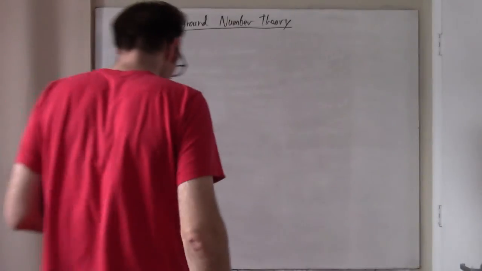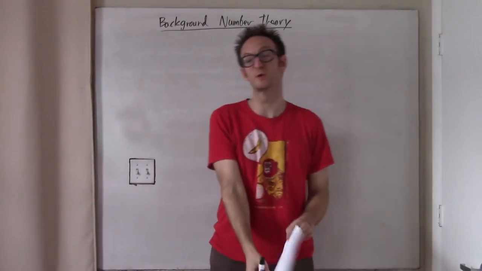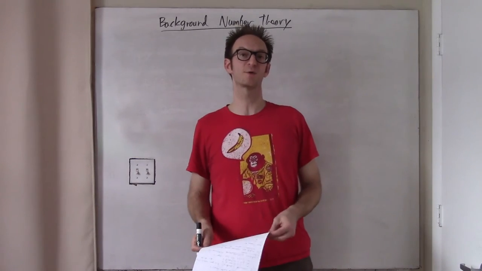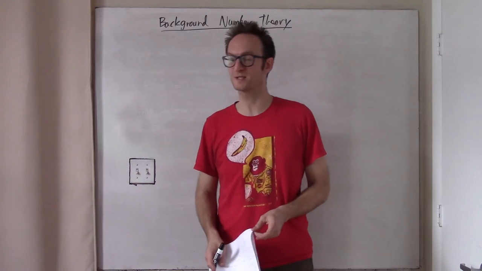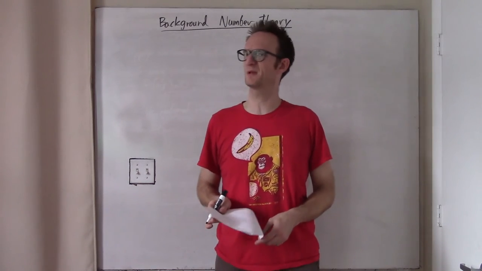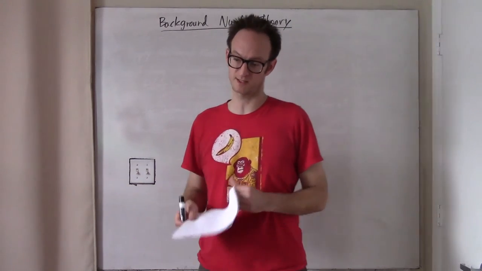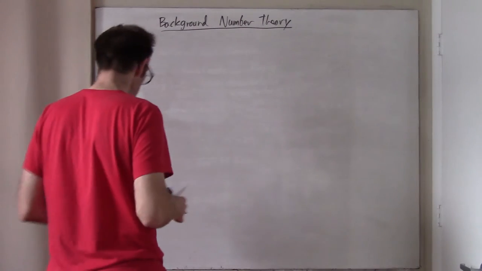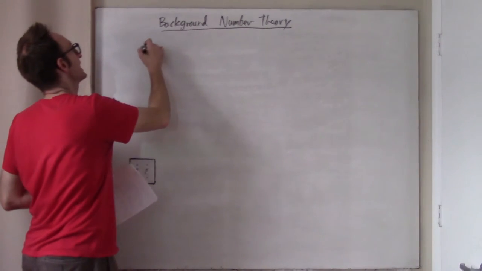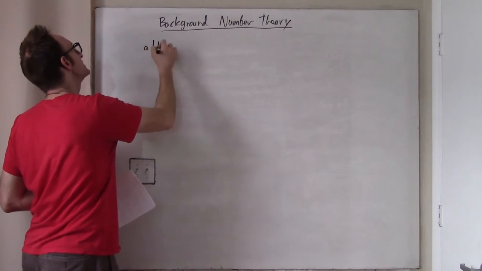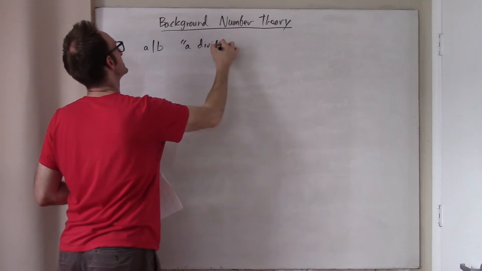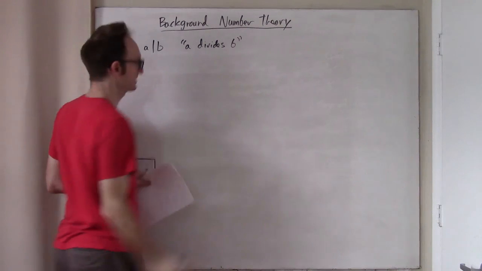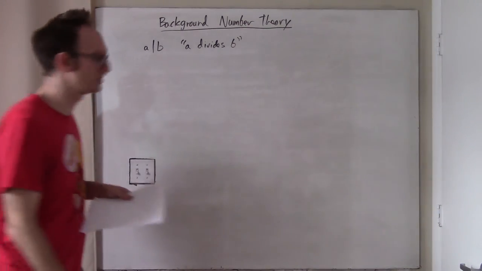Okay, so if we're going to prove the rational root theorem, first we need some background number theory. There are some very low level facts about numbers that probably you've never been taught before, or at least not in school. So here we go. We write this symbol like this: A divides B. We pronounce this "A divides B." And there are many ways to say this.